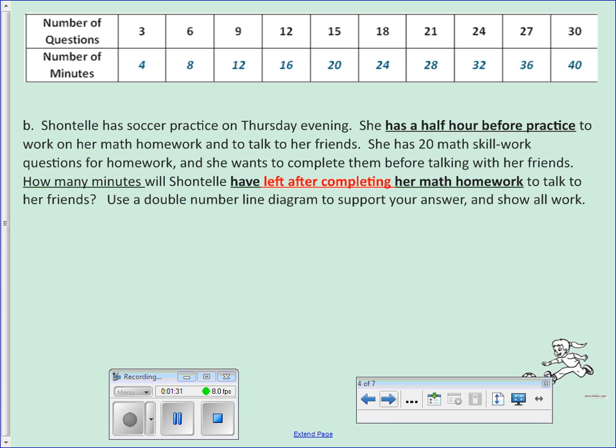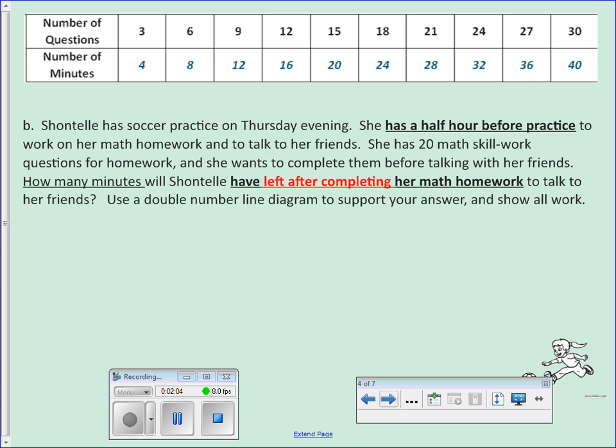Chantel has soccer practice on Thursday evening. She has half an hour before practice to work on her math homework and talk to her friends. Right, so she's got a half an hour, she's going to be very busy. Homework and chit-chat. She has to do 20 math skill questions for homework, and she wants to complete them before talking with her friends. Good choice. How many minutes will she have left after completing her homework to talk to her friends?